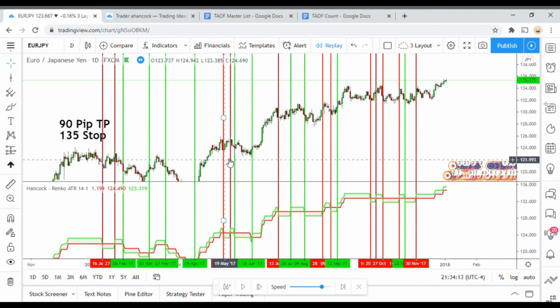1, 2, 3, 4, 5, 6, 7, 8, 9, 10, 11, 12, 13, 14, 15, 16, 17, 18, 19, 20, 21, and 22. So 22 signals altogether. And we have 1, 2, 3, 4, 5, 6, 7, 8, 9, and 10 winning trades. So unfortunately, that's not going to work out for us. That does not meet the 60%.